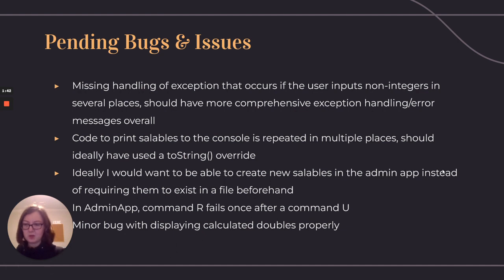And then these last two you'll see in the other video I did for milestone 7, but in the admin app the command R always fails once after a command U, and I don't know why, but it does always work if you try it again, so it functions. I don't know why it does that, and I don't have time to really look into it. And then there's also a minor bug with displaying calculated doubles properly, where sometimes it'll have like a 99999 for the price you have that's calculated for like what's in your cart or how many dollars you have left.